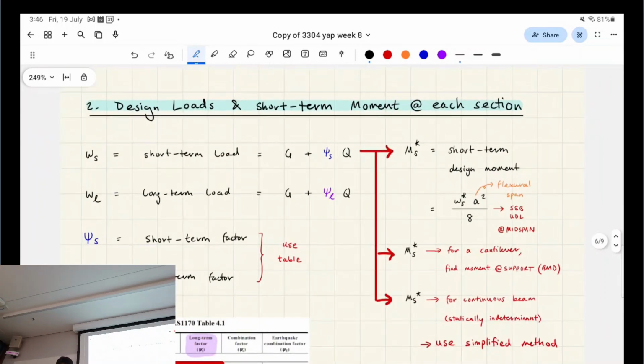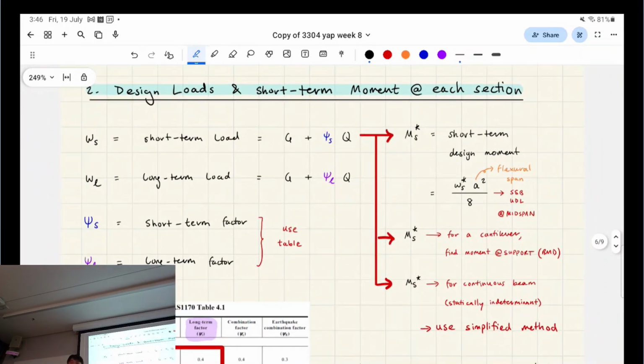Okay. So, basically, what we'll recap. We've calculated IG, which is the uncracked moment of inertia. We've calculated ICR, the cracked moment of inertia. And then we've calculated M cracking. That's the threshold before it starts cracking, right? Now we have to determine the design loads, the short-term moment and long-term moment at each section, right? Okay, so here's where it gets a bit cooked.